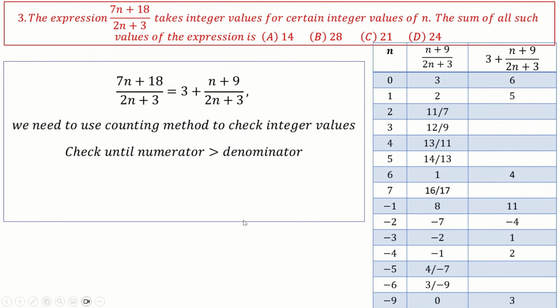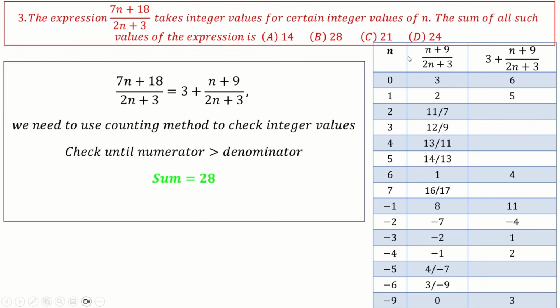So now all I need is the sum of all these values, right? All the values in this third column sum to 28. That's option B, the answer. Hope you understand when to stop the counting. Basically, for every counting method you should know when to stop. That is the most important thing: the condition for termination.